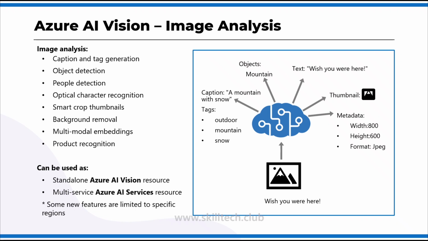All these things are part of image analysis, and when you use the Image Analysis API, you can invoke certain methods in order to use image analysis for your provided input. It can be used as a standalone Azure AI Vision resource, or it is also a part of the multi-service Azure AI service, where you're going to get everything in one suite.